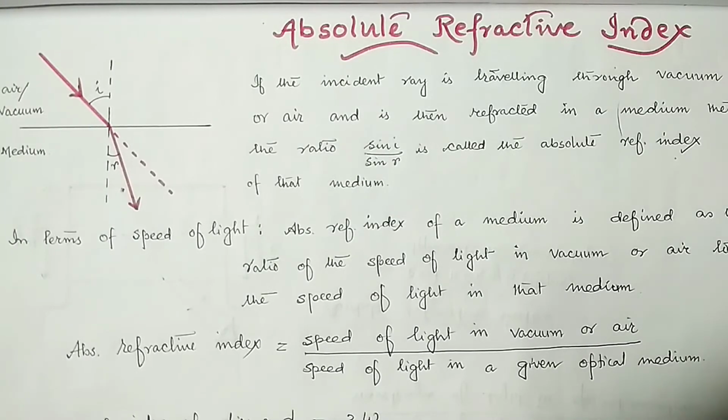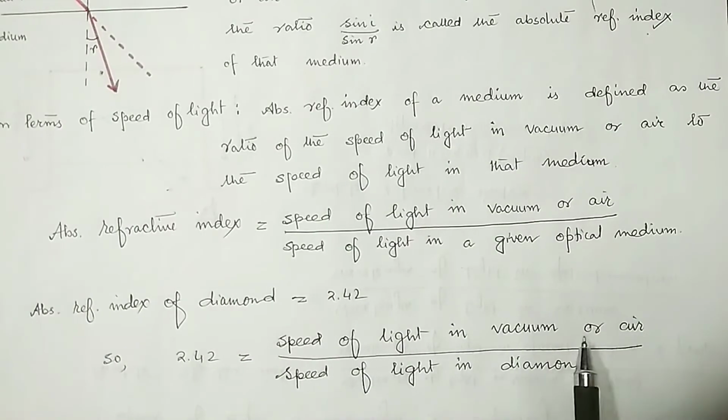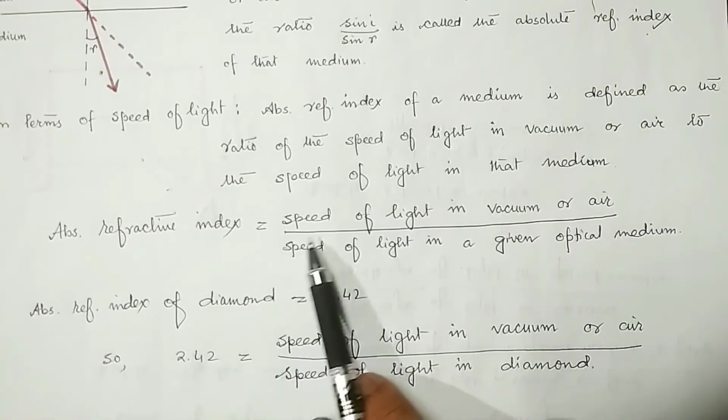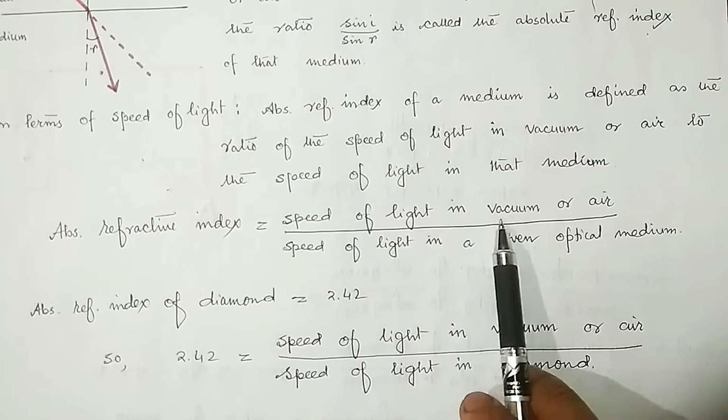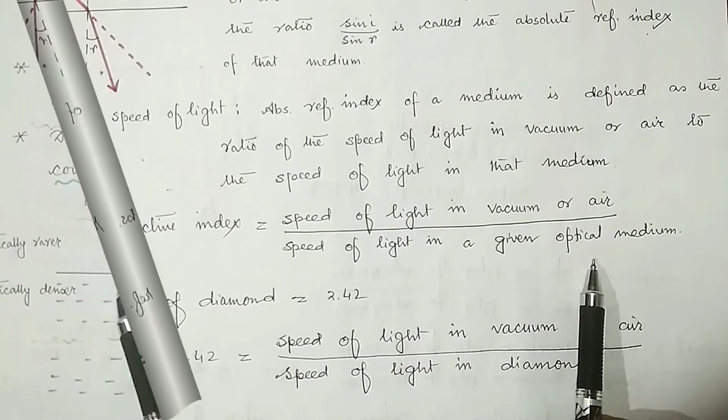Say for instance, in case of diamond, the ratio between speed of light in vacuum or air to the speed of light in diamond. So whenever we have to calculate absolute refractive index, always take the ratio of speed of light in vacuum or air to the speed of light in that given optical medium.